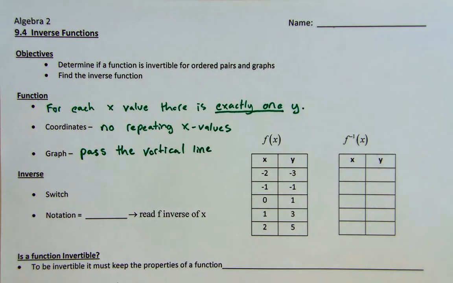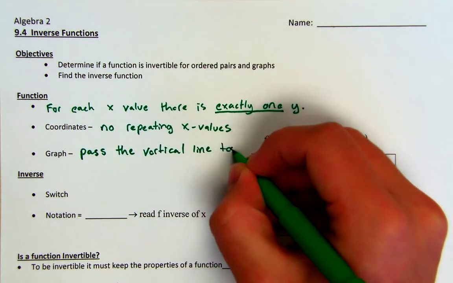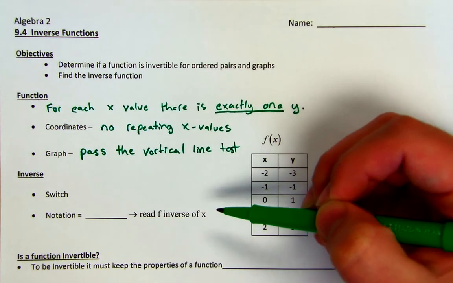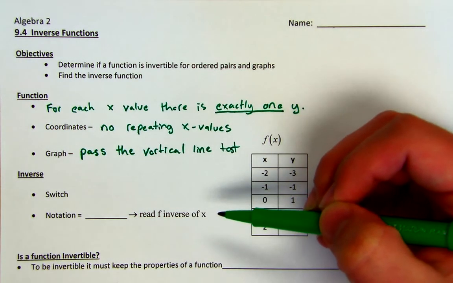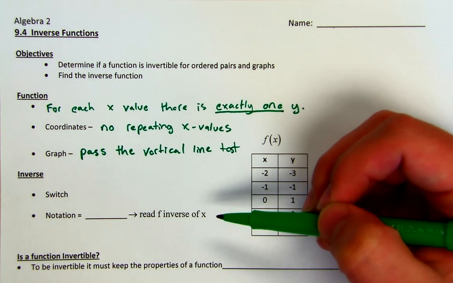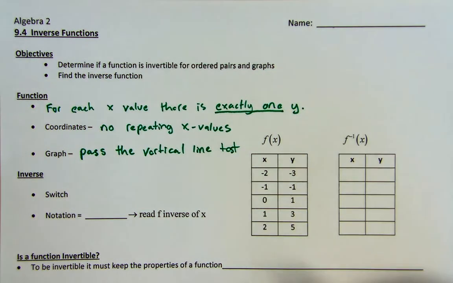The vertical line test tells us if I draw a vertical line straight up and down through a graph, it should only hit that graph once every time I draw that line. If it even hits it twice, it becomes not a function. So what is an inverse function, and how do we get them?